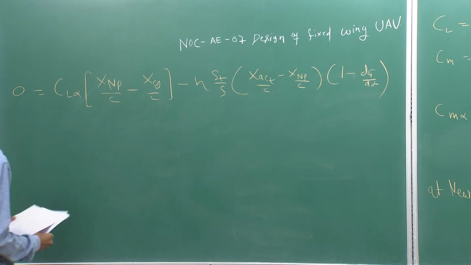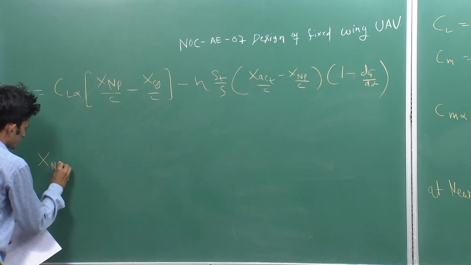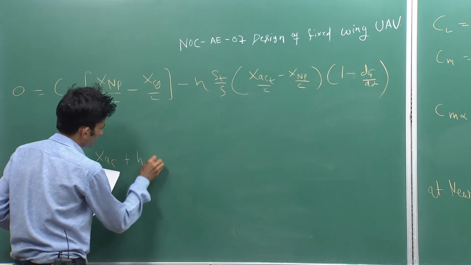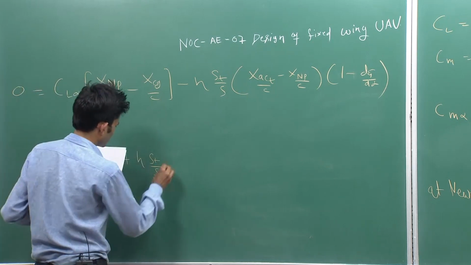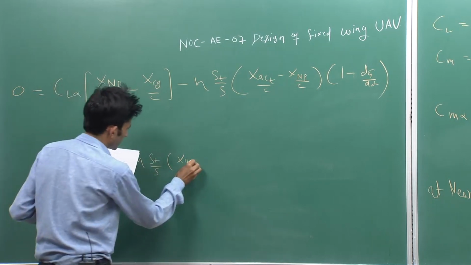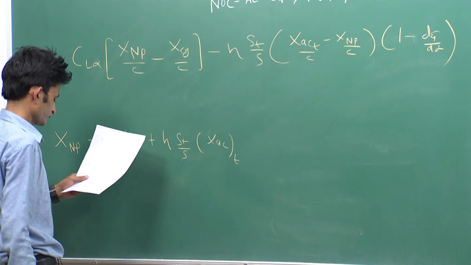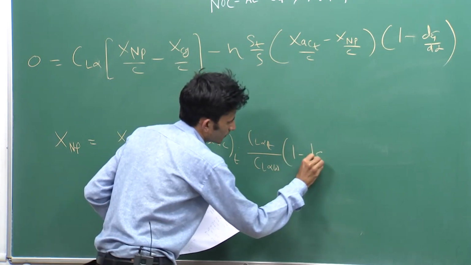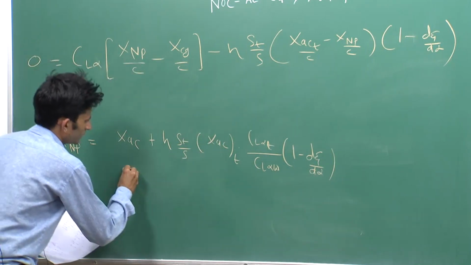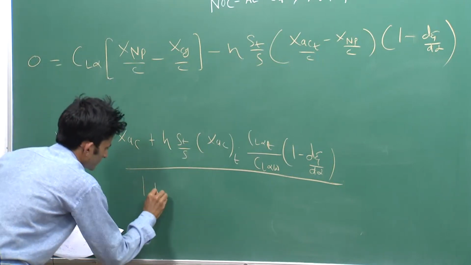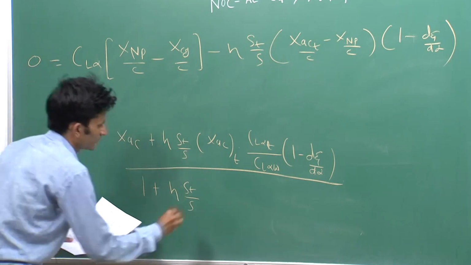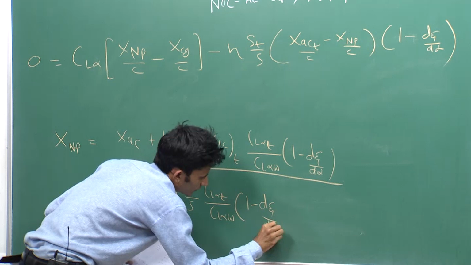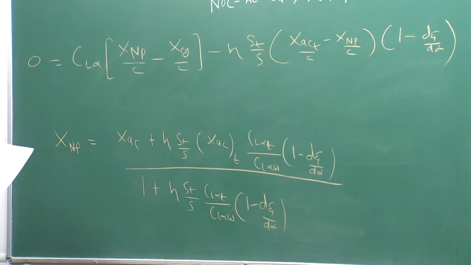So if you rearrange these equations, then what you will get? X neutral point will be xAC plus eta ST by S xAC of tail into CL alpha of the tail, CL alpha of the wing into 1 minus dou epsilon by dou alpha, divided by 1 plus eta ST by S CL alpha of the tail, CL alpha of the wing into 1 minus dou epsilon by dou alpha. Right, you will get this expression.